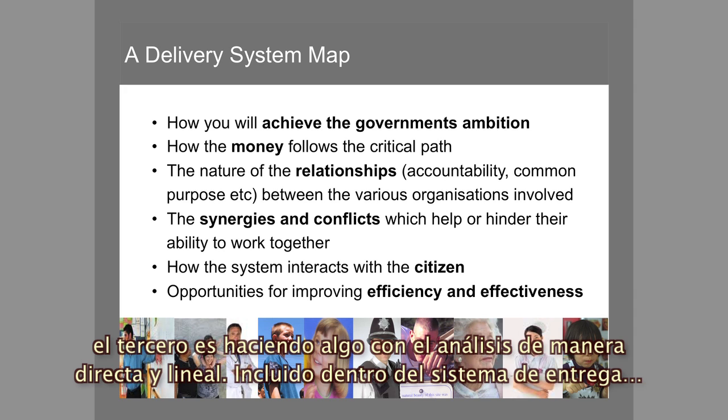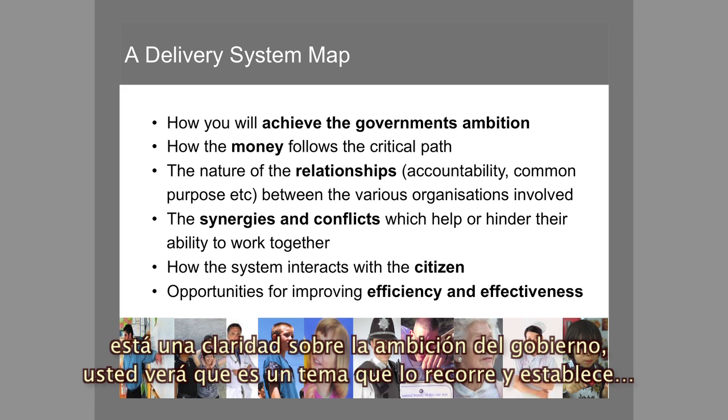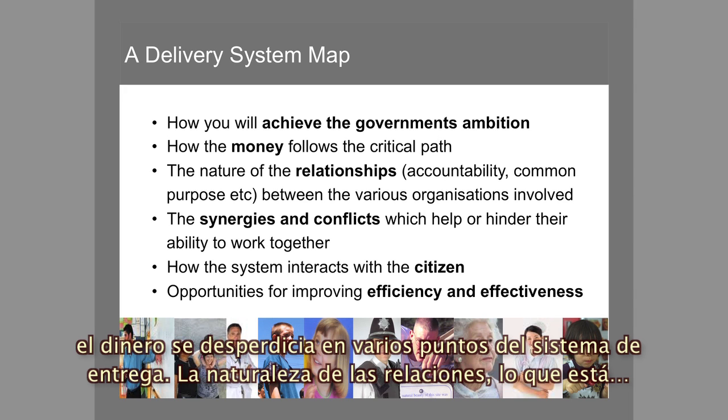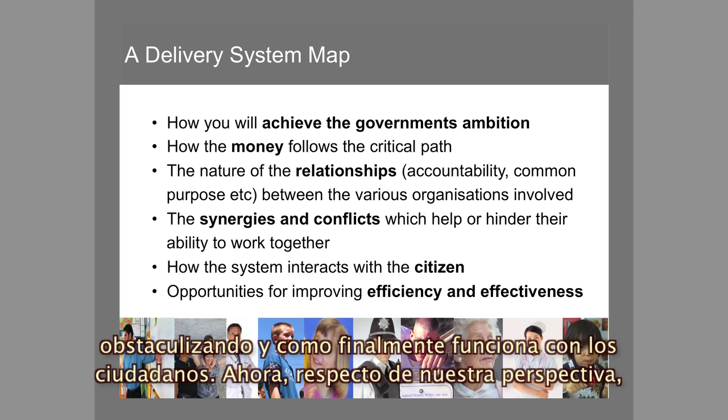Included within a delivery system is a clarity about what the government's ambition is. You'll see there's a theme running through here. All right, establishing how the money flows through the system. And in our case, very often, as I'll show in a minute, money gets wasted at various points in the delivery system. The nature of the relationships, the accountability between all of the various organizations, what gets in the way, and how ultimately they work with citizens.